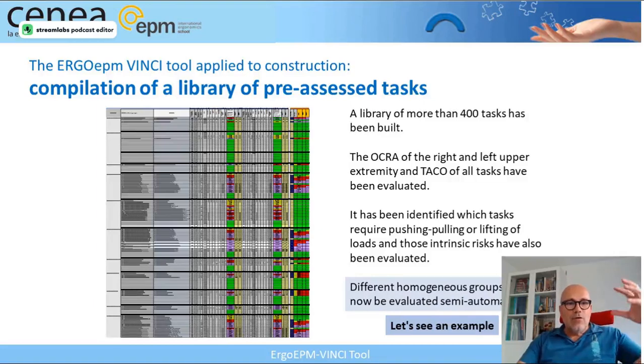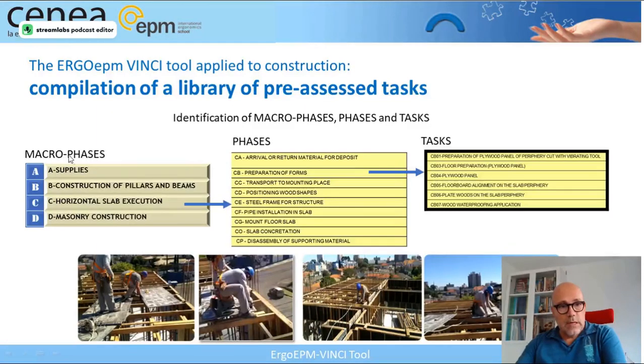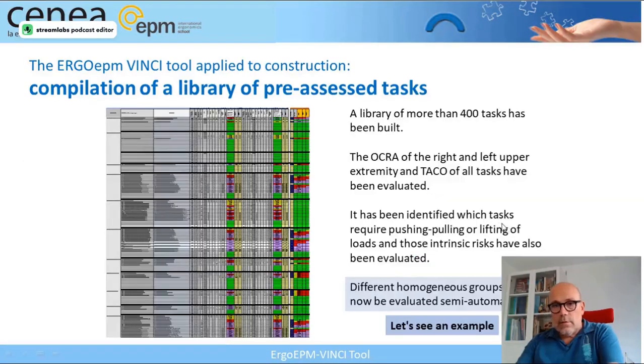With all that decomposition, in the end there are more than 400 tasks left. For all these tasks, OCRA intrinsic hazard indices have been calculated for the right upper extremity and left upper extremity. Also, the TACO risk indices have been calculated for both the head, neck and back, and for the lower extremities.